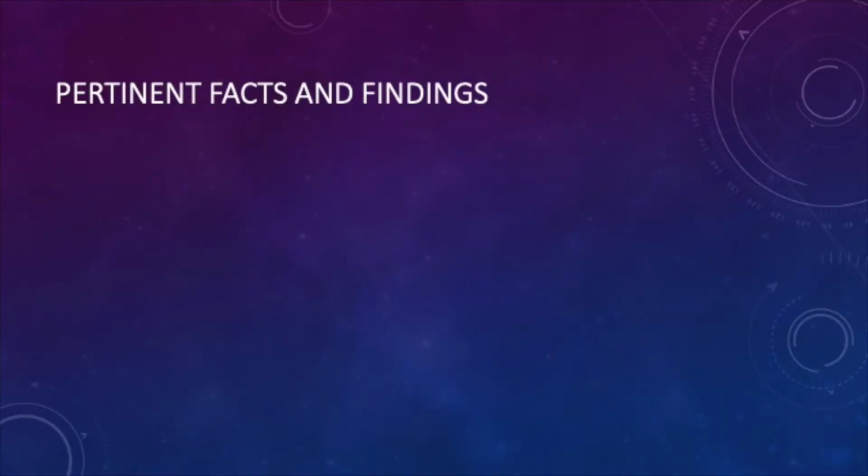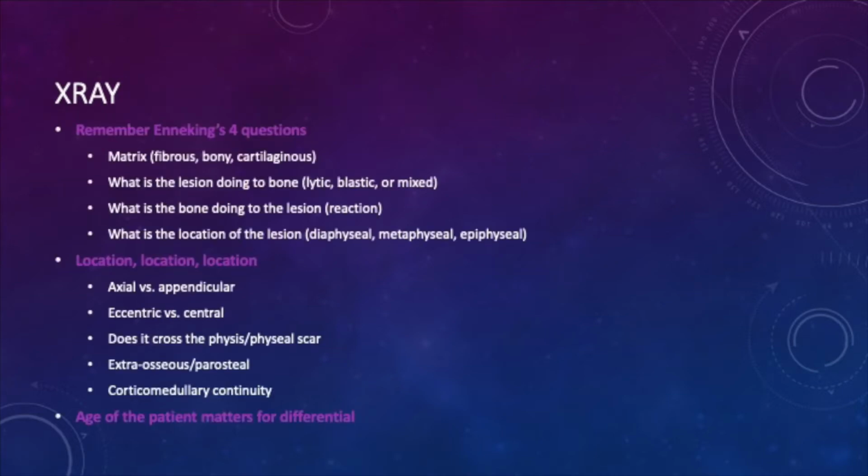We'll begin with a quick review of pertinent facts and findings when you're looking at this imaging. On X-ray, you need to remember Enneking's 4 questions. Is there presence of matrix, fibrous, bony, or cartilaginous? What's the lesion doing to the bone, lytic, blastic, or mixed? What is the bone doing to the lesion? Is there a periosteal reaction or new bone formation? What is the location of the lesion?